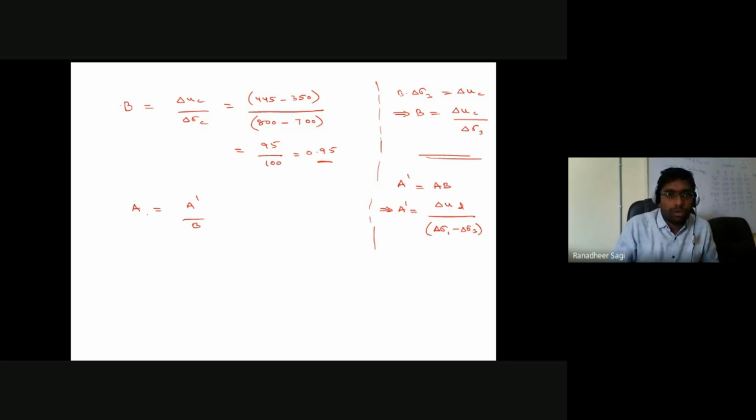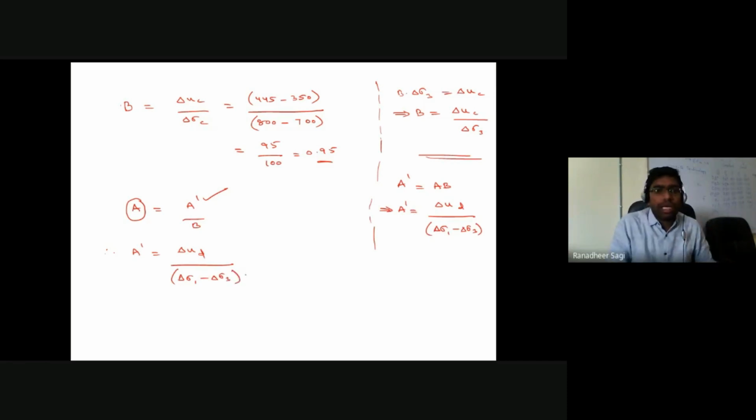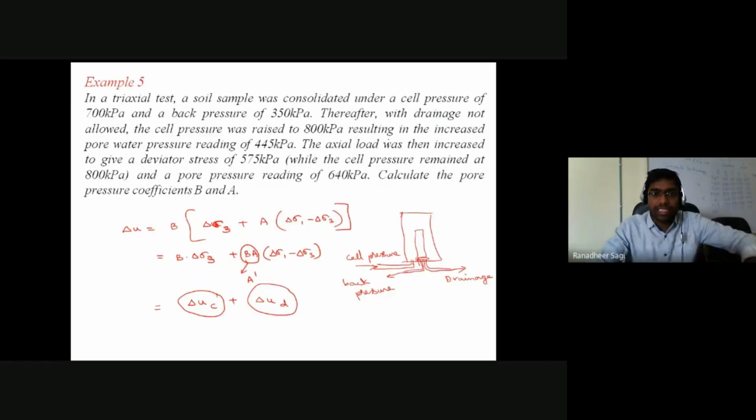So for calculating A, I require A dash. For calculating A dash, I'll make use of this particular expression. Therefore, A dash is equal to delta U D divided by the increment in deviatoric stress, that is delta sigma 1 minus delta sigma 3. So what is delta U D? Let's go back to the problem and understand.